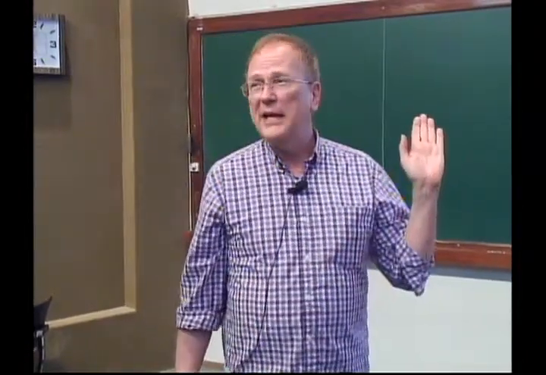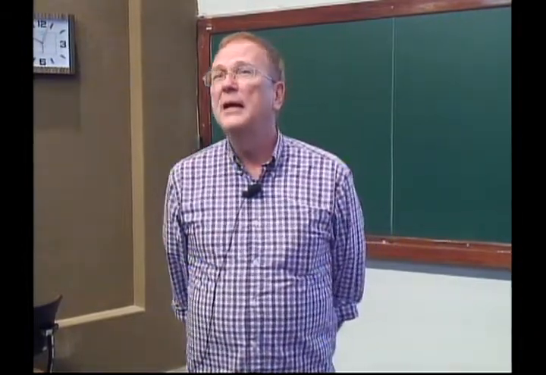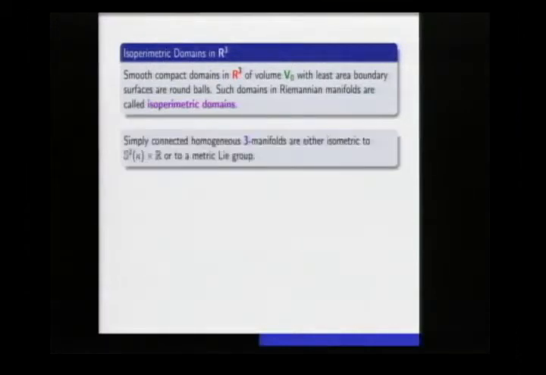So I'm looking at isoperimetric domains. Those are smooth, compact domains in the manifold we're looking at, which have, for their volume, least area on their boundary. Okay, and we at least mentioned this last time, and I'm going to talk a little bit more about it. So I decided to come back and say a few more things.